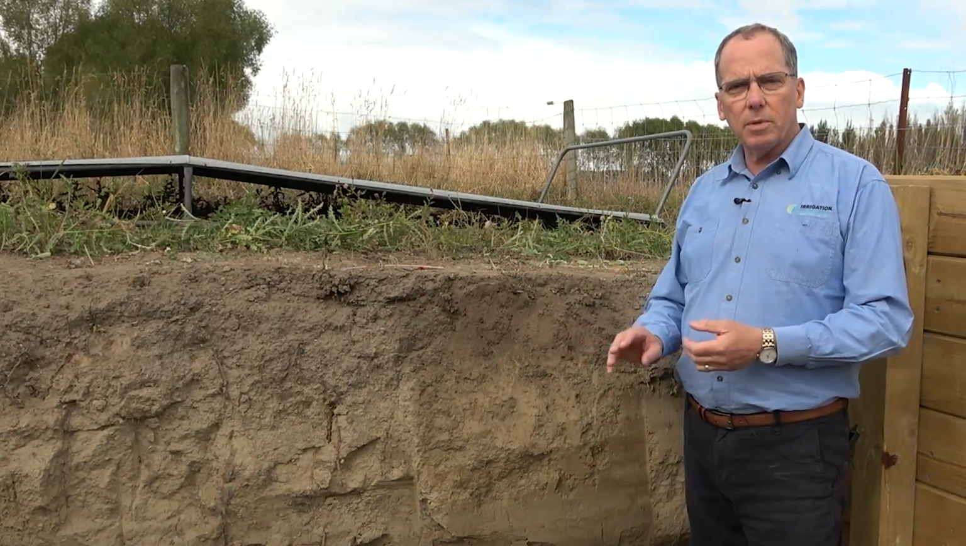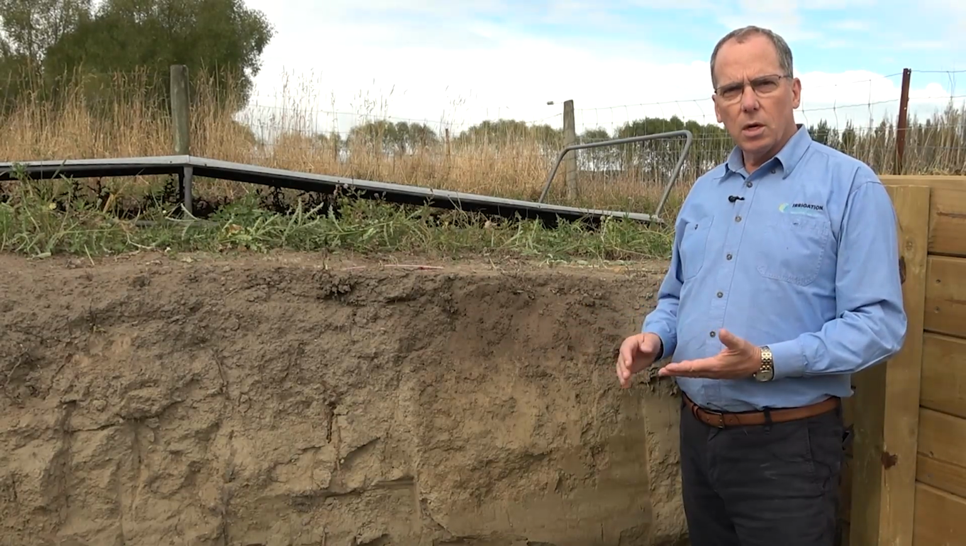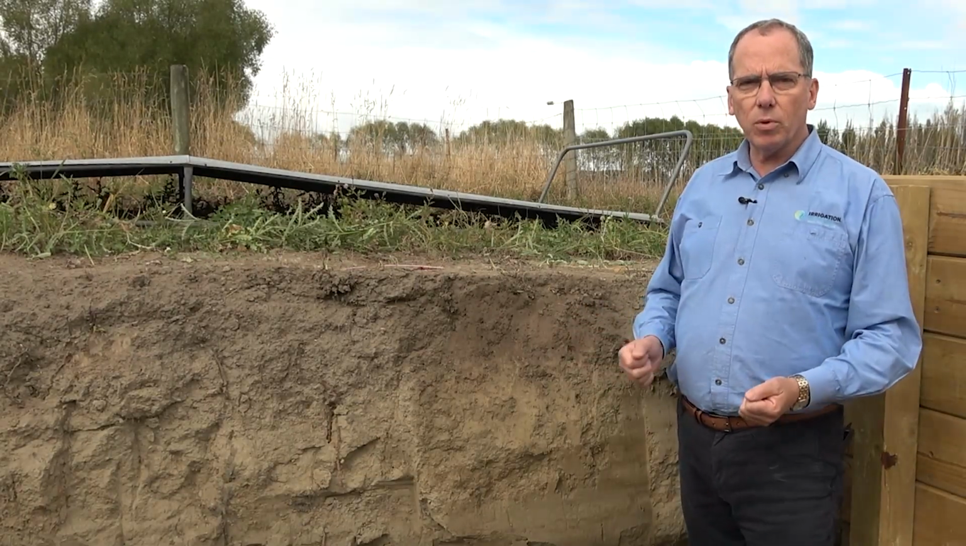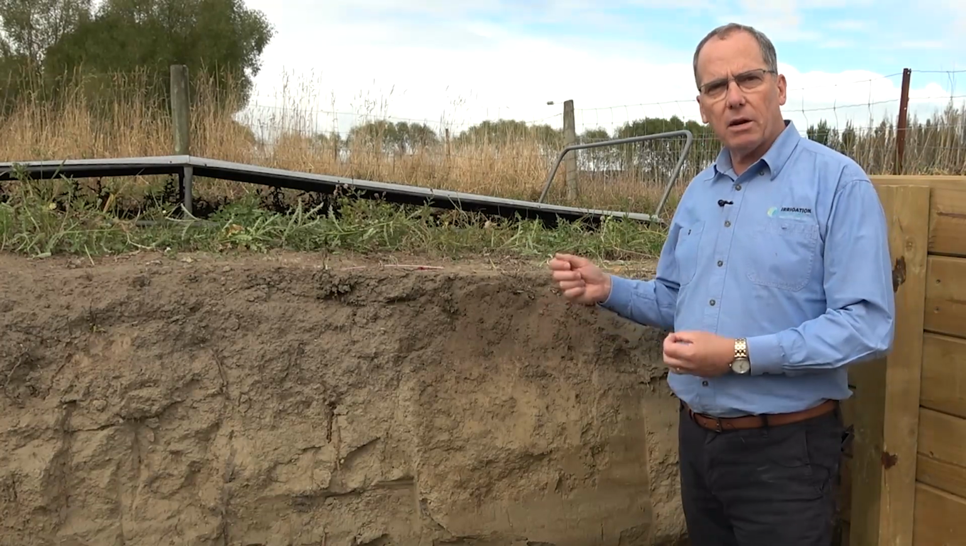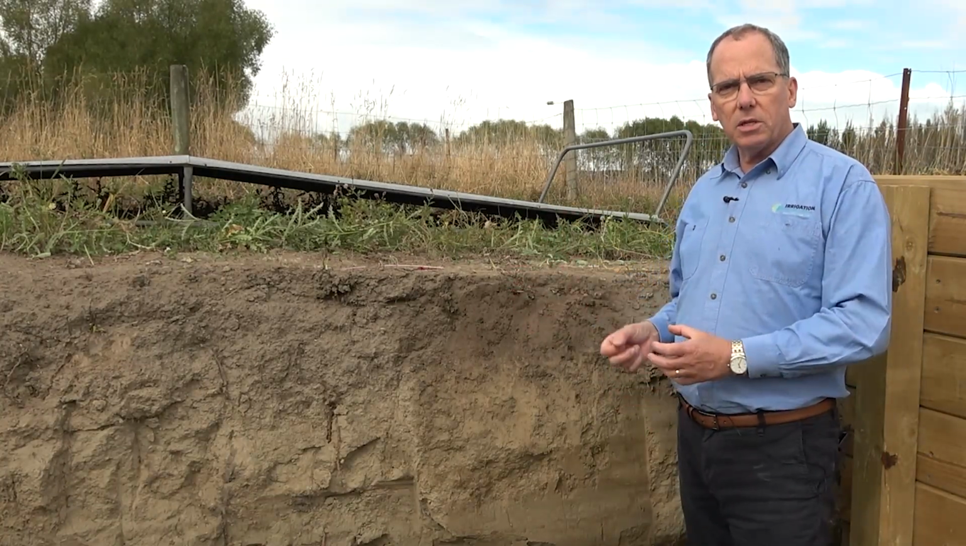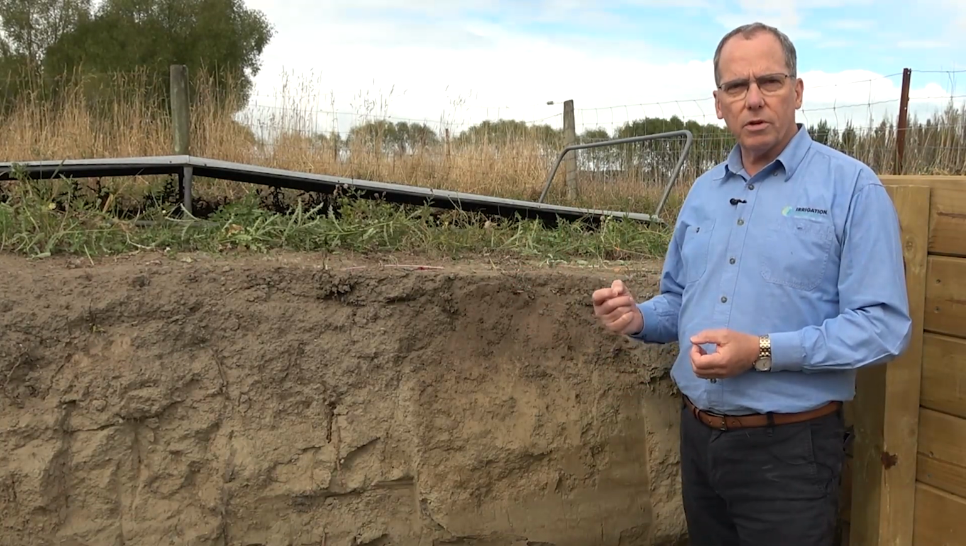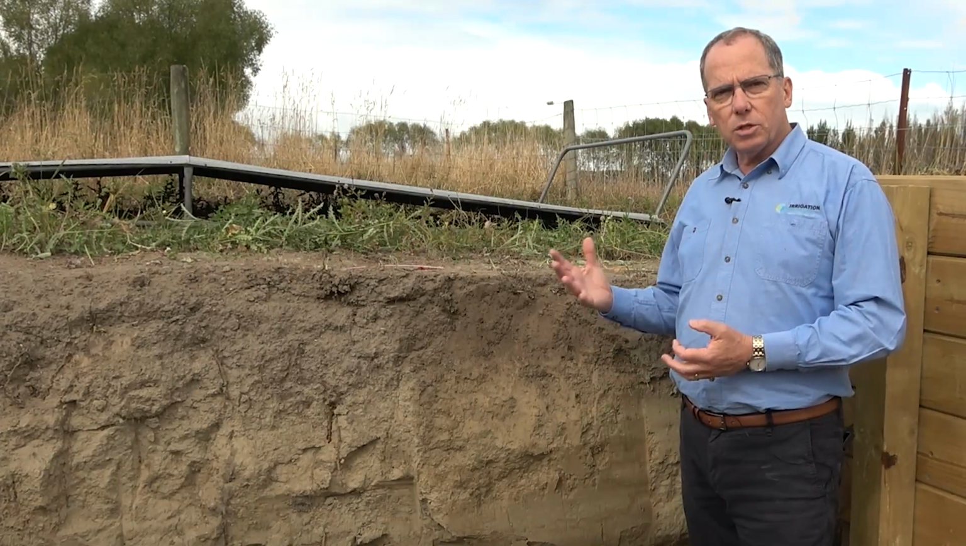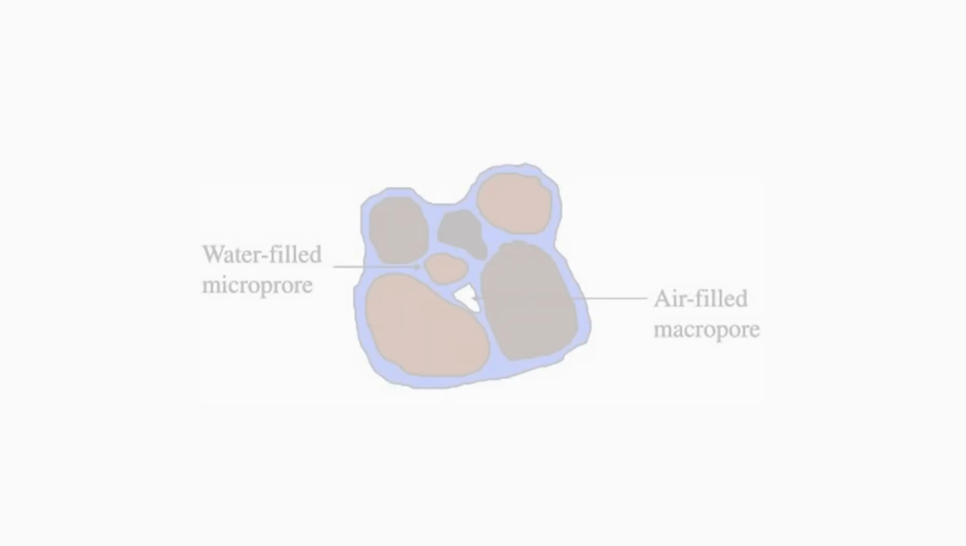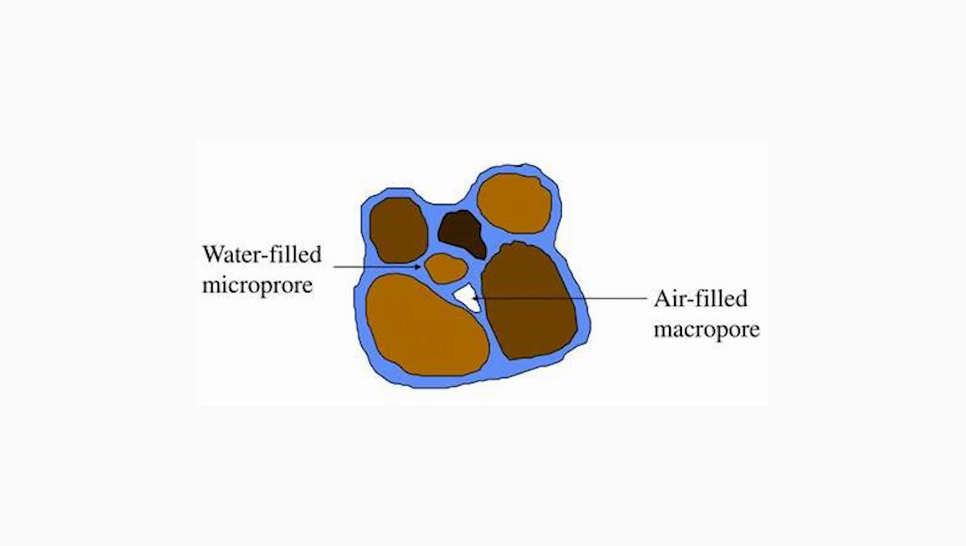So those open spaces are called pores, and we have macropores and micropores. And as you'd expect, macropores are the large openings in the soil and the micropores are very, very small. And those pores have different functions in terms of the flow of water through the soil profile.